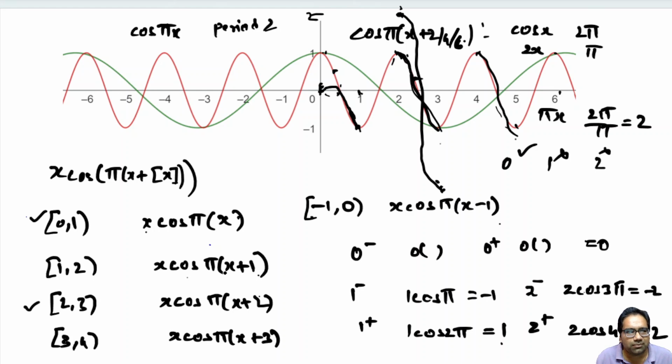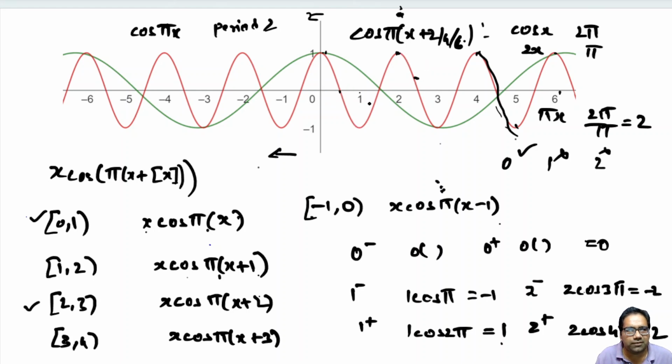Cos(πx + 1), that is, cos of π times (x + 1), is this same graph shifted 1 unit towards the left. It is the same graph, right? f(x) versus f(x + 1). F(x + 1) is actually the same graph shifted 1 unit towards the left. What does that mean?